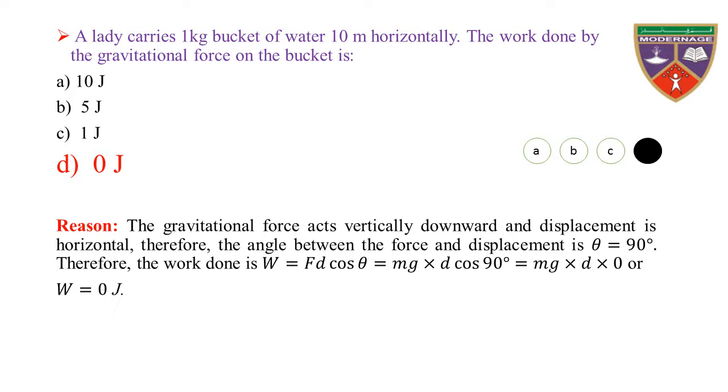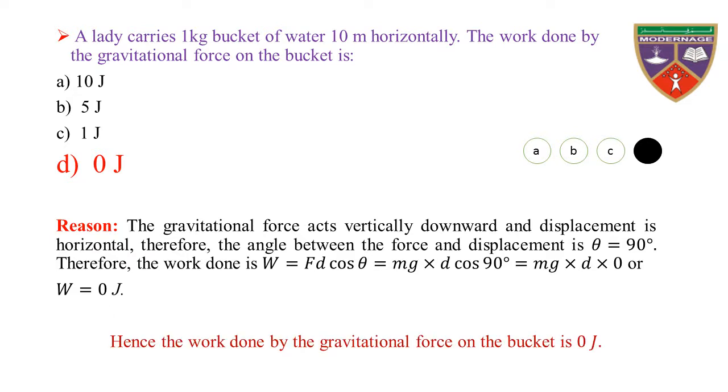Therefore, the work done is W = Fd cos θ = mg × d cos 90°, which is equal to mg × d × 0, because cos 90° is 0, or W = 0 joule. Hence, the work done by the gravitational force on the bucket is 0.